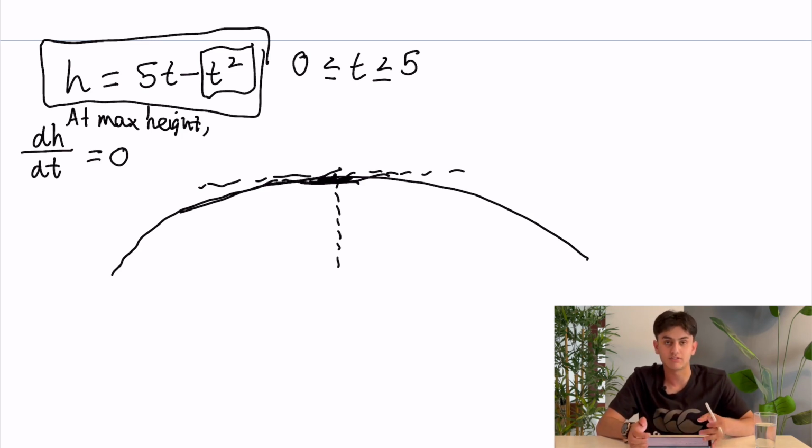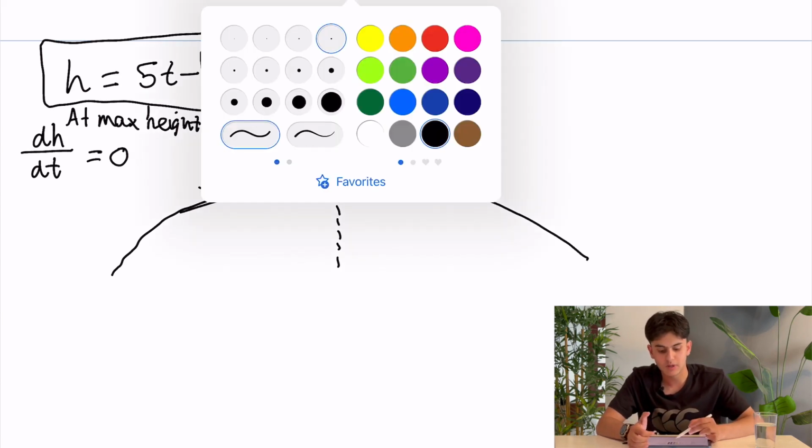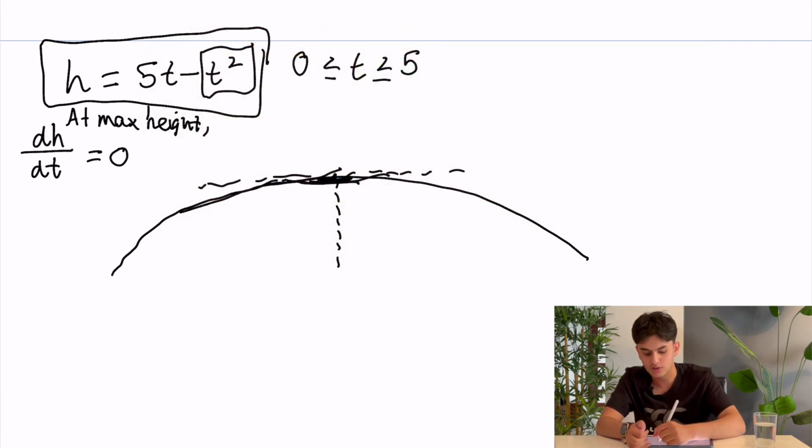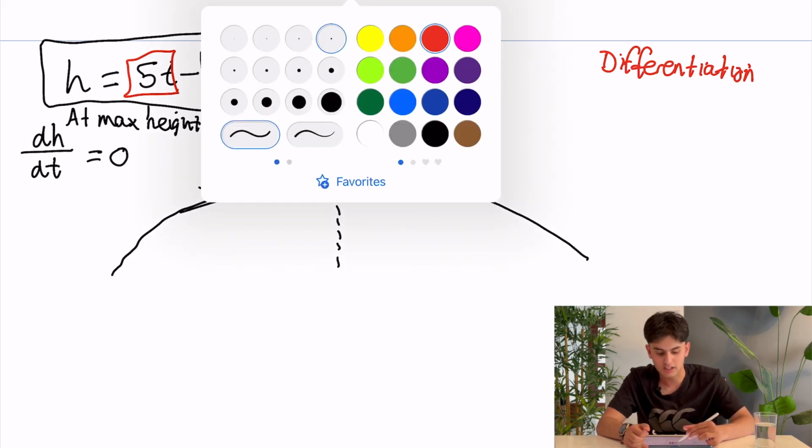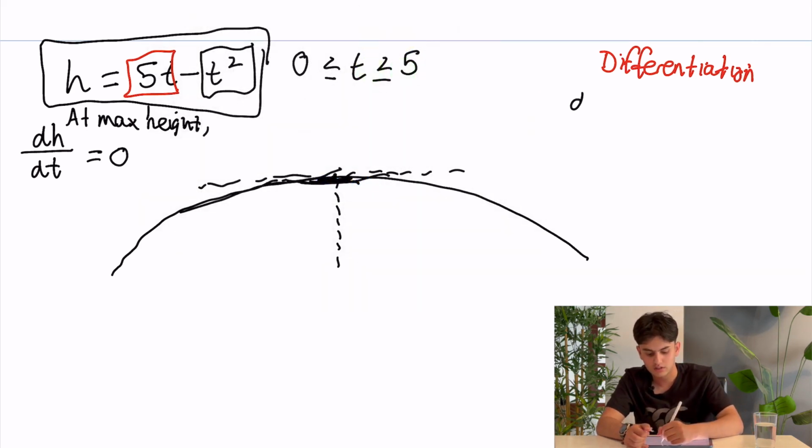And that's where we actually have to differentiate our equation. So there's one basic rule that we're going to use for this. With differentiation, we're going to differentiate each of our separate terms individually, so our 5t and our minus t squared individually. So we're always going to get an equation dh over dt equals something.